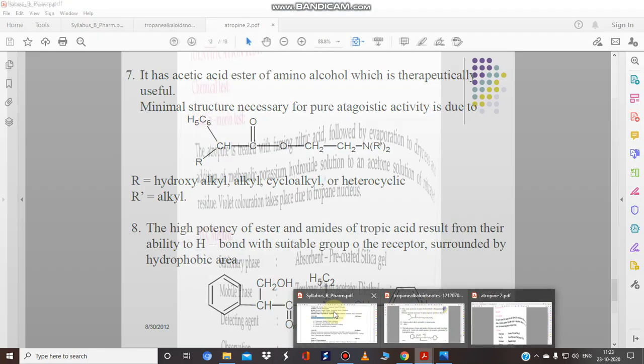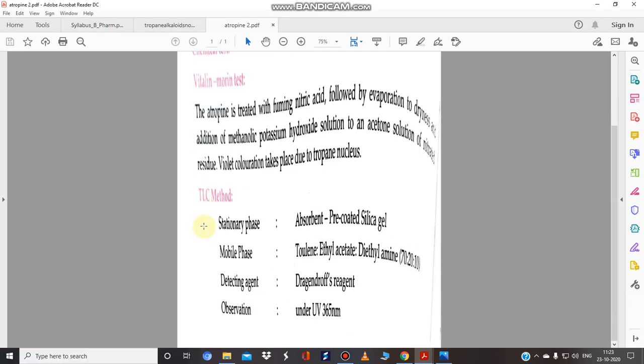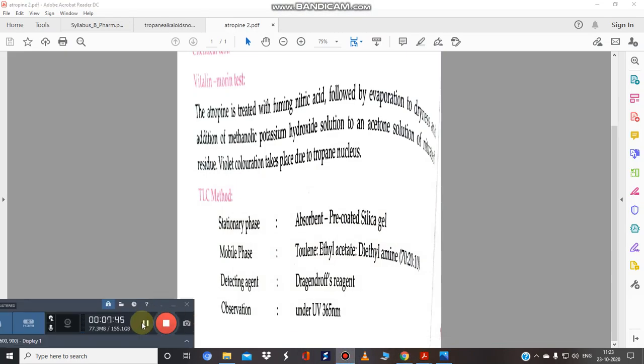Now if we talk about the other identification method like TLC, for the stationary phase we use silica gel G, and for the mobile phase toluene, ethyl acetate, diethylamine in the ratio 70-20-10. Detecting reagent, Dragendorff's reagent is very commonly used for the detection of alkaloids. And for observation, we will observe it under UV light at 365 nanometer. This is about the identification of this atropine.